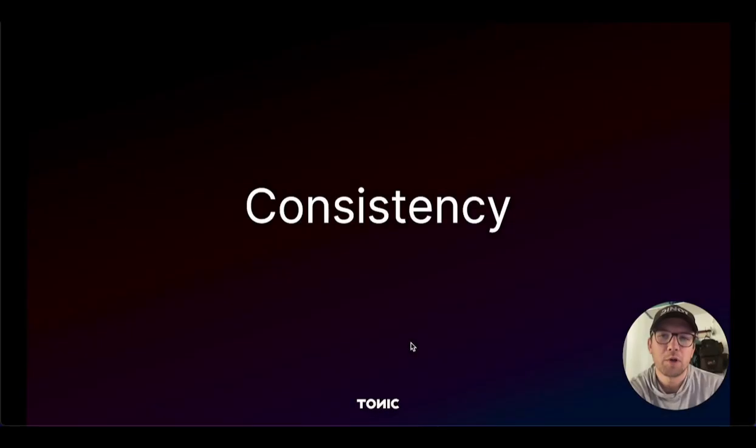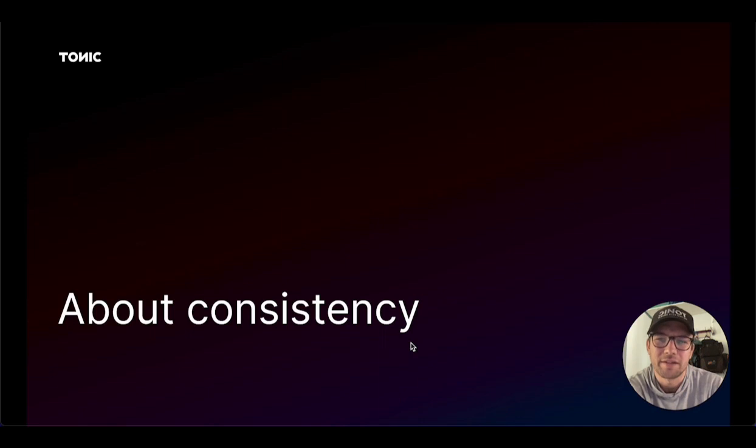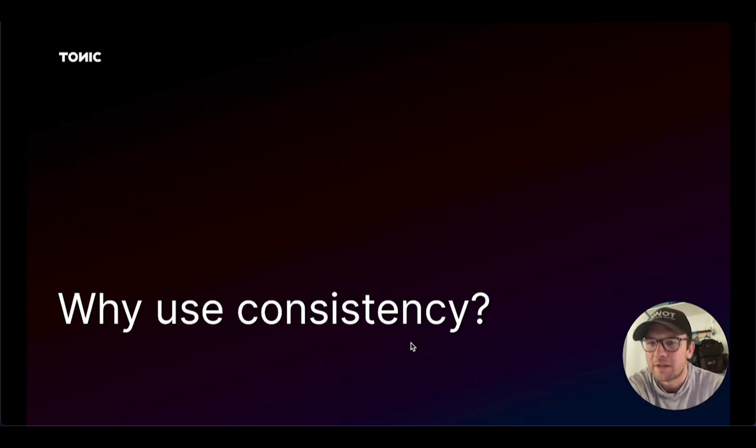In this video, we'll cover the consistency property for Tonic's generators. So what is consistency? Tonic's generators transform your source values to de-identified or masked values in your destination database. At a very high level, consistency in a generator means that a given source value always produces the same destination value.